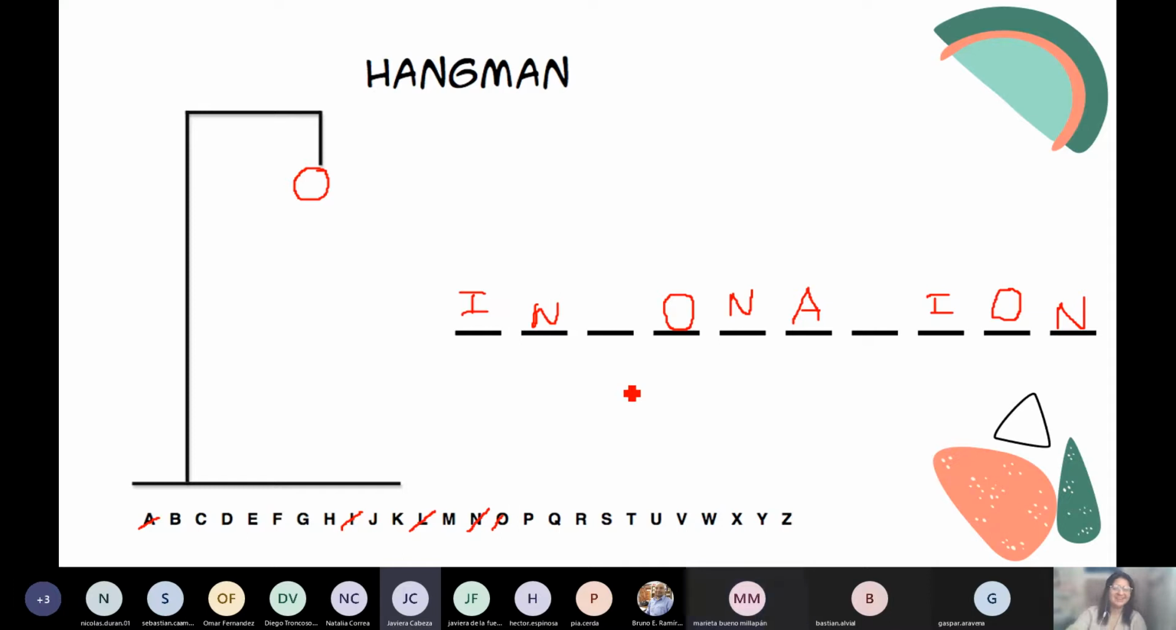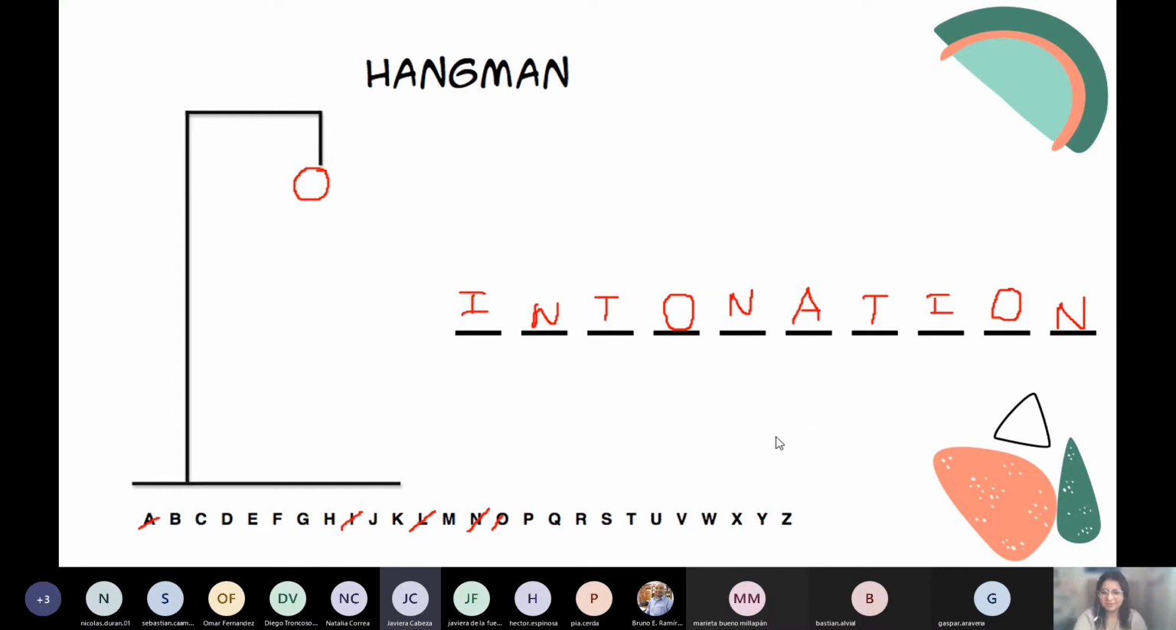Intonation. Let's see. Yes. So the missing letter was T. Congratulations. You actually did pretty well. We only have a head. Poor little man. So the word was intonation.